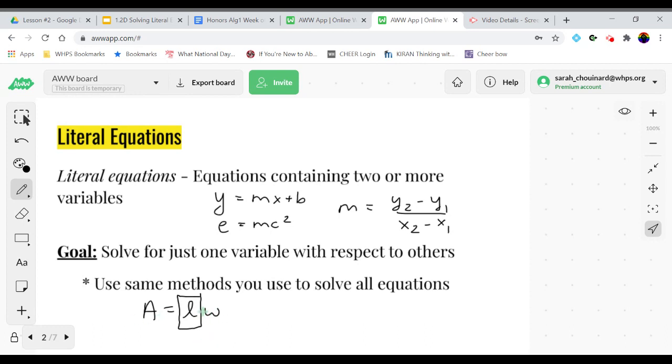Well, I would ask myself, what's happening to the length? It's being multiplied by W. So to get it by itself, I could divide both sides by W to isolate L, to get L by itself. And W divided by W cancels out. So I can find out that the length of a rectangle is just its area divided by its width. But you guys know that. But this gives me an actual formula for it, which is really helpful to have in many cases.